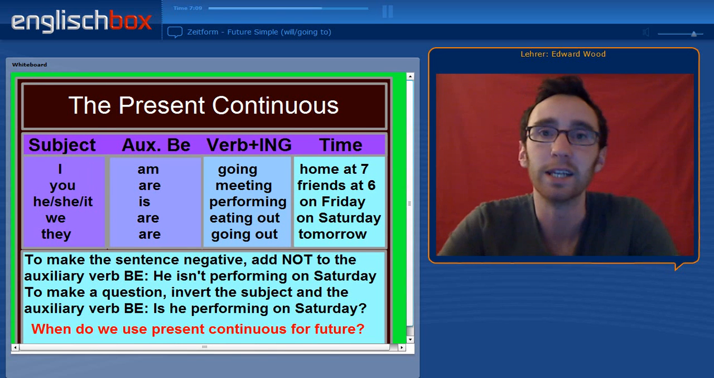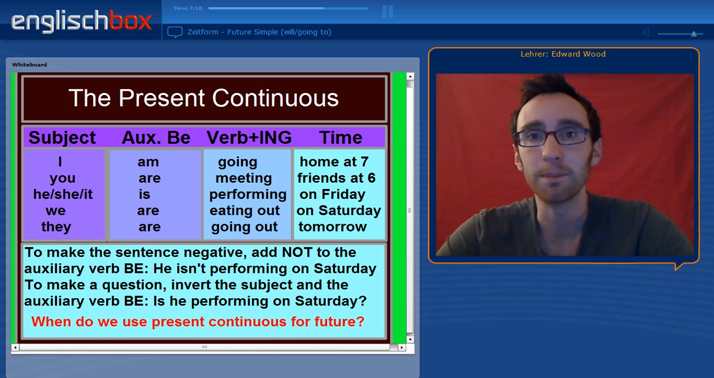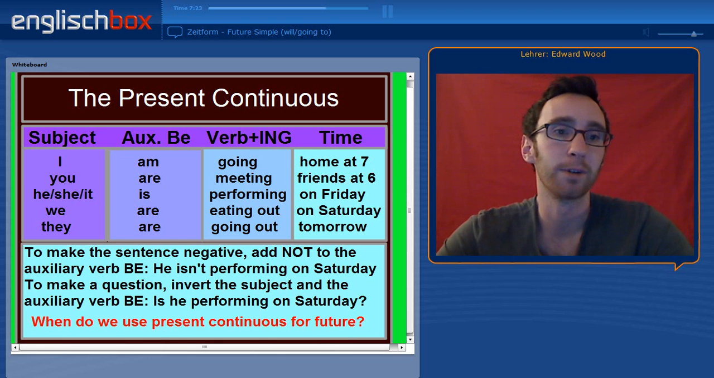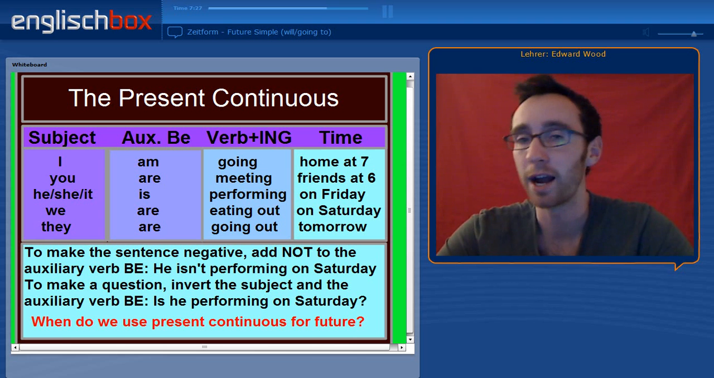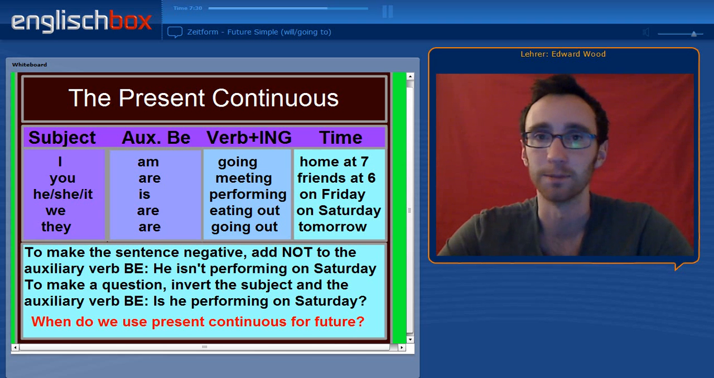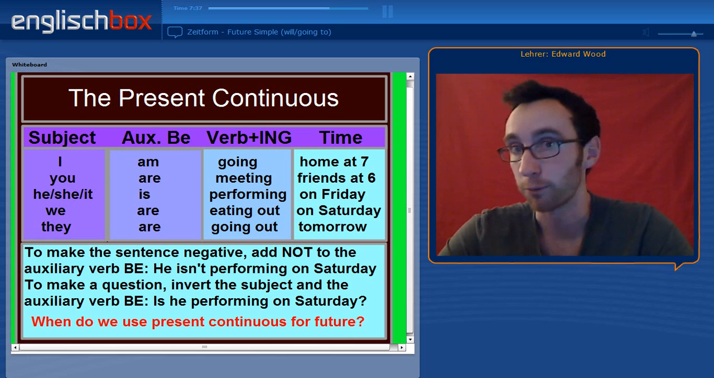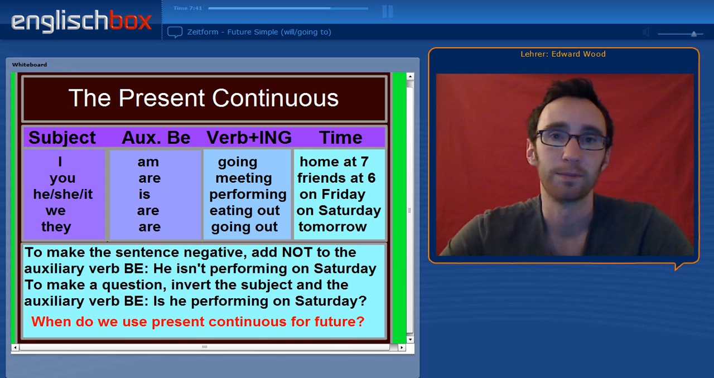So the final form is the present continuous form. Now it's very important to use this form with a time expression, otherwise it means the action is occurring in this moment. So for the structure, we have the subject, then the auxiliary verb to be, then the main verb with ing, and the time expression. So I am going home at 7, you are meeting friends at 6, he's performing on Friday, we're eating out on Saturday, and they are going out tomorrow.